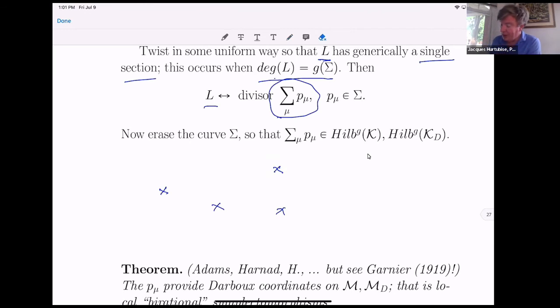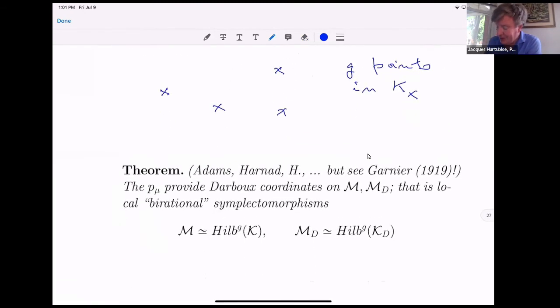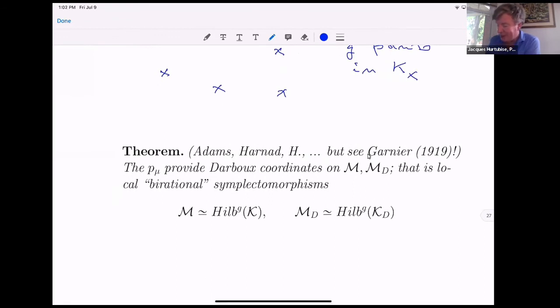So what are you left with? You're left with g points in this surface, Kx. And that's the theorem. We were very proud. Malcolm Adams, John Harnad, and I were very proud of this theorem, and it developed into various extensions and things like this over the years. And we thought we had found something nice.